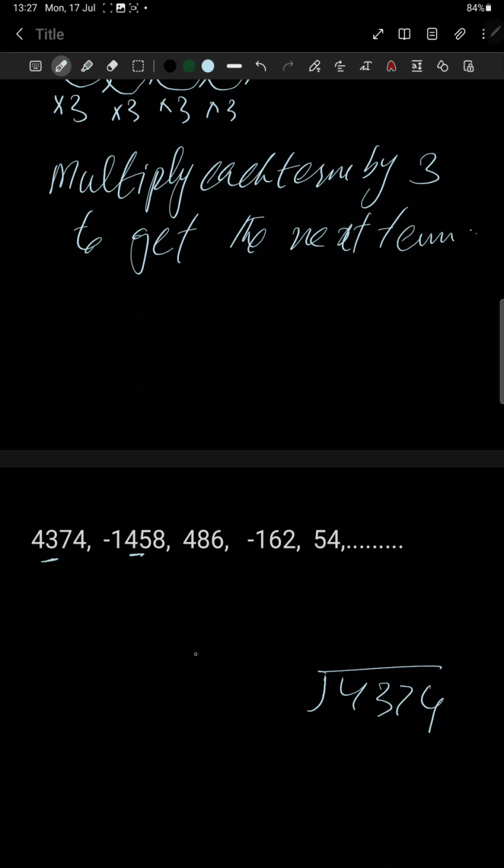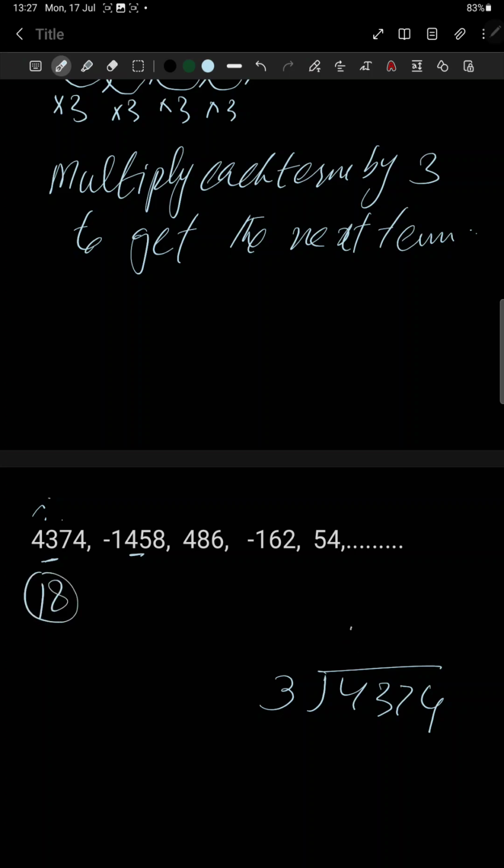4374. Let's try with the last digit, which is 4. Over here the last digit is 8. It may be 3. Let us check with our divisibility rule. Is it divisible by 3? 4 plus 3 is 7, 7 plus 7 is 14, 14 plus 4 is 18. So yes, this number is 18, so it is divisible by 3.